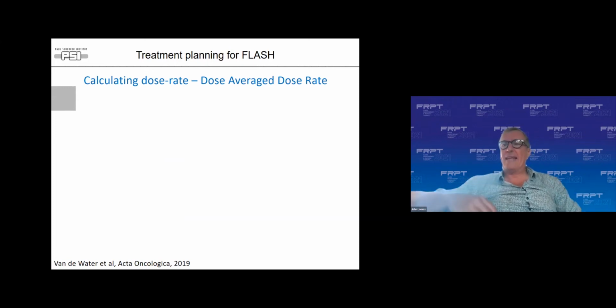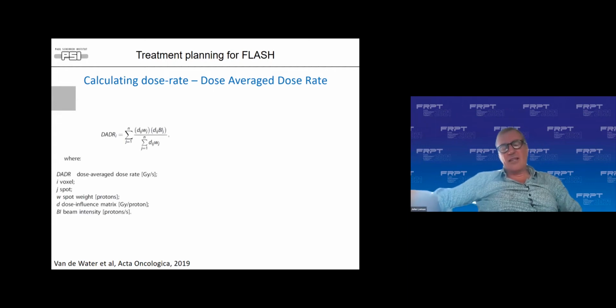So we can calculate the average dose rate in the voxel with each contribution being weighted by the dose of that pencil beam. So this was the equation in the paper, which was published by Stephen van der Water, who will actually be talking in the next session, in Acta Oncologica in 2019. This is the equation. I'm not going to go into details.